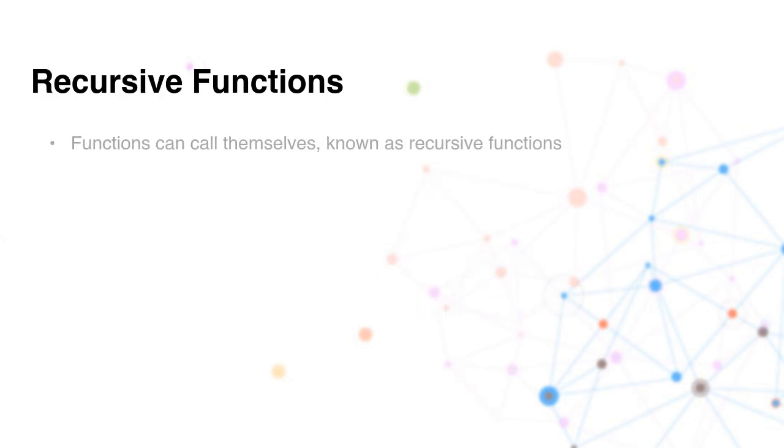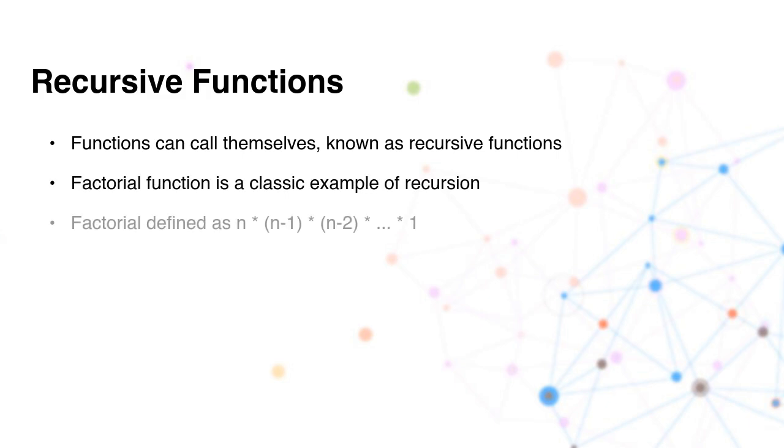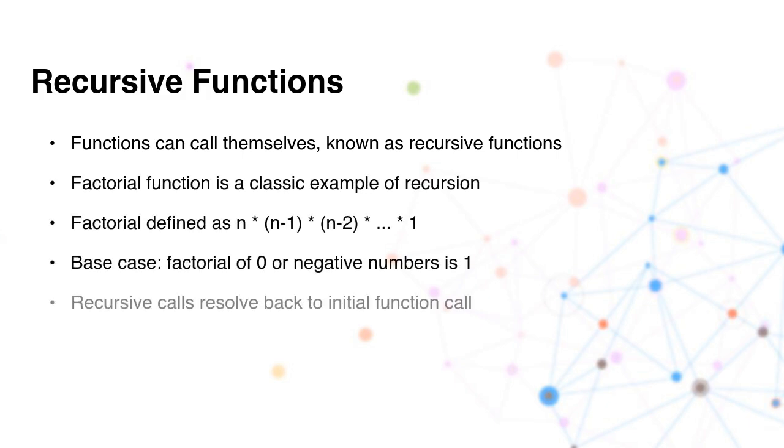Recursive functions, which call themselves, offer elegant solutions to complex problems. The factorial function is a classic example, defined as n multiplied by the factorial of n-1. These functions rely on a base case to prevent infinite recursion, such as defining the factorial of 0 or negative numbers as 1.